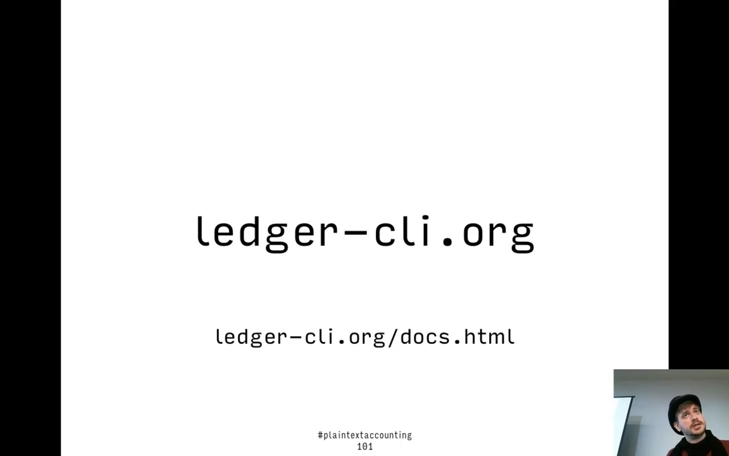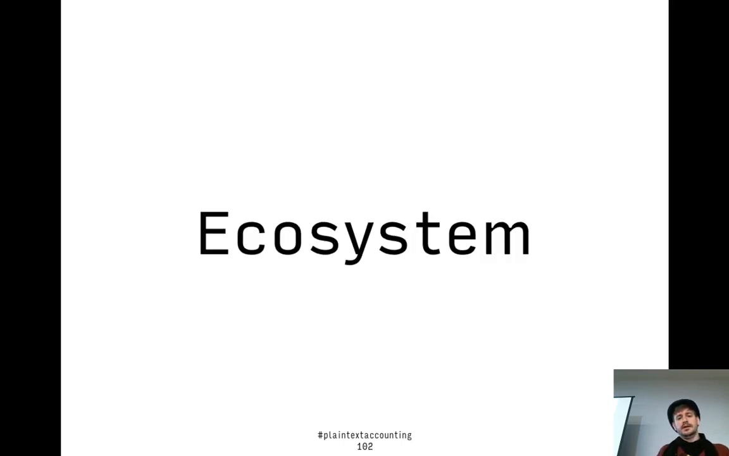If you want to try out Ledger, you can get it at ledger-cli.org, and there's the docs link down there as well. It's available in every package manager in every operating system. I think you can even get it on Entware, and you can do it on your router. Who knew you could track your finances on a router?